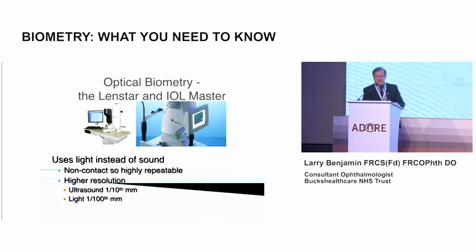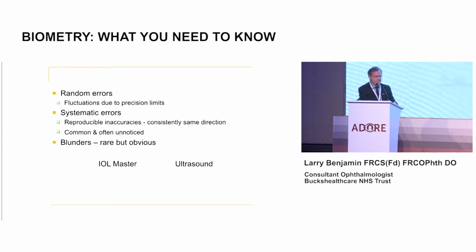Optical biometry has made all of this a bit easier, and the reason basically is that it's much more accurate, because ultrasound is accurate to about 1/10 of a millimeter, whereas light with a much shorter wavelength is accurate to about 1/100 of a millimeter, so about 10 times as accurate.